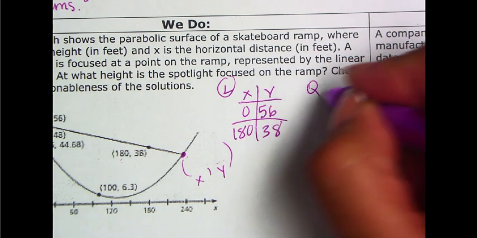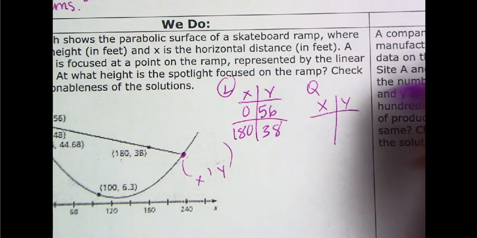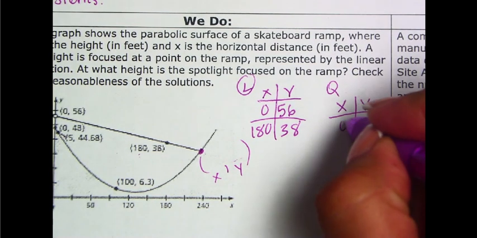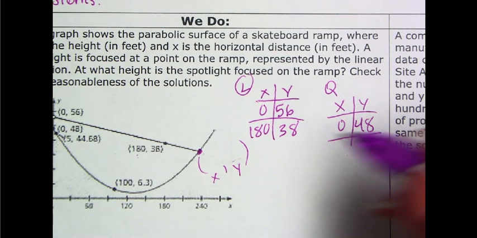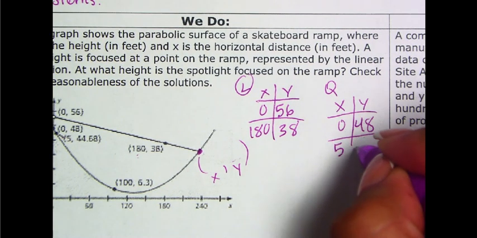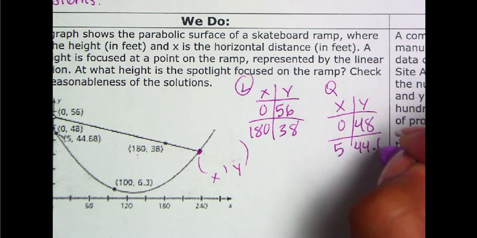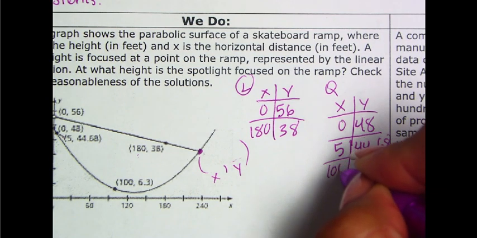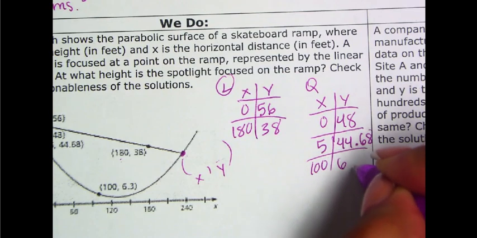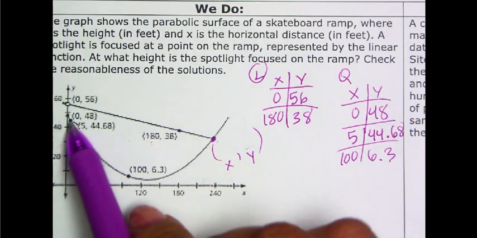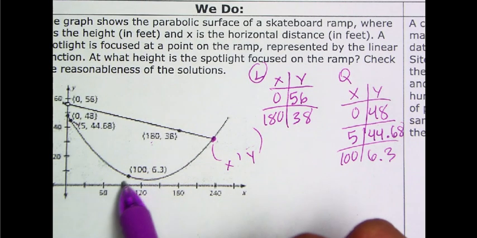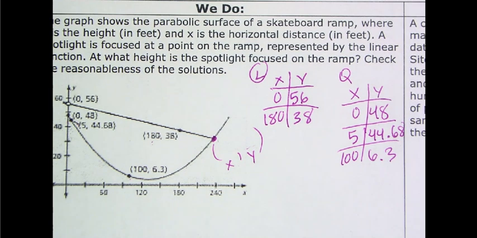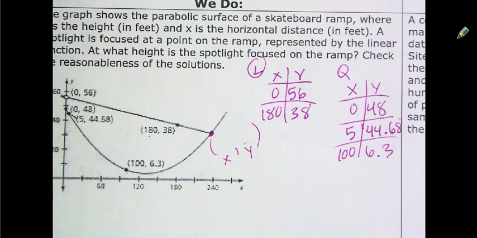For the quadratic, we have the points 0, 48, and 5, 44.68, and then 100, 6.3. So these are the three points: 1, 2, 3.